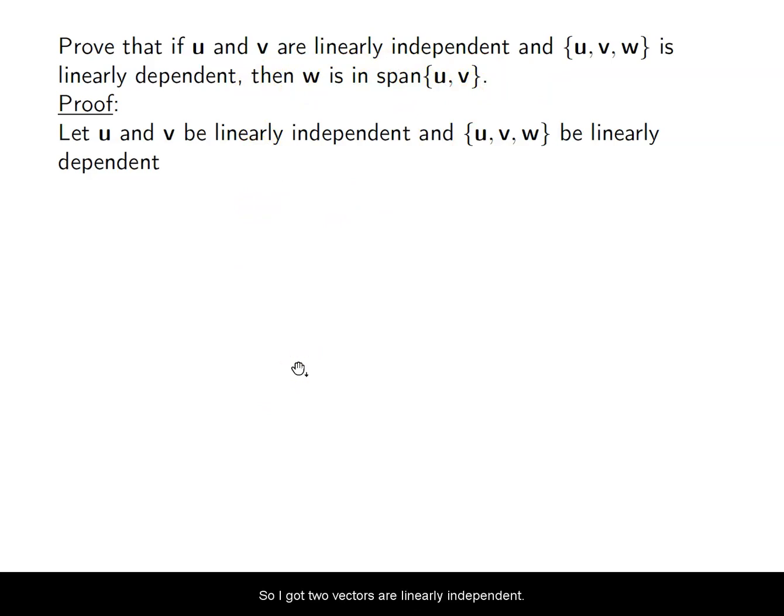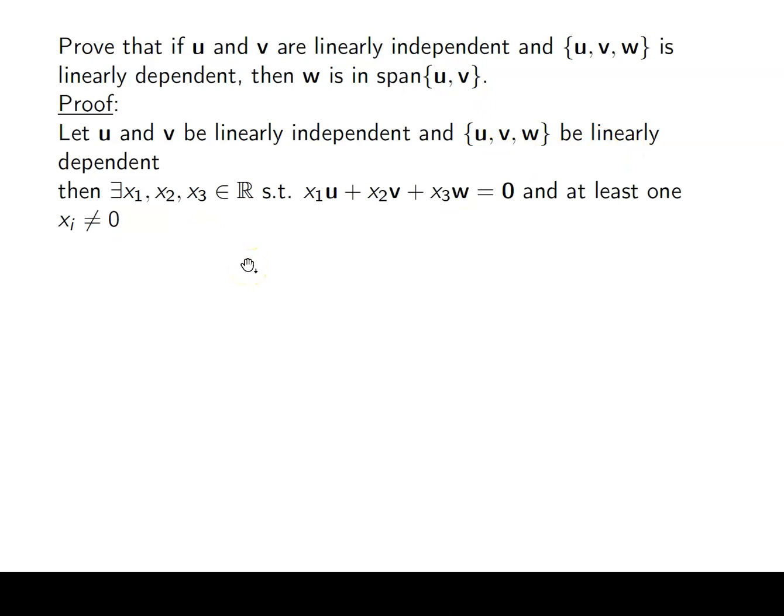So I got two vectors, they're linearly independent. If I'm adding a third vector, the set of those is now linearly dependent. Then, do you remember what this symbol means? It means that there exists. So there exists an x1, an x2, and an x3 in R such that if I use these as my coefficients, I will get out the 0 vector, okay? And at least one of these cannot be 0, right? Because that's what it means to be linearly dependent.